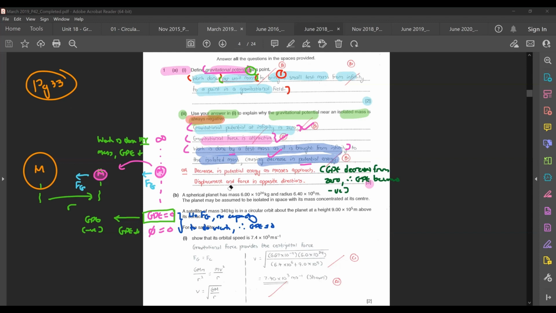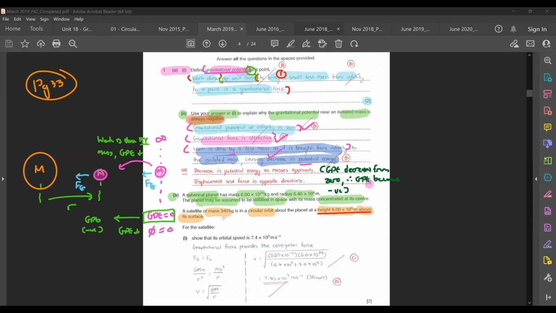Then after that, you move on to part B. Now for part B, you have a spherical planet that has mass 6 times 10 power 24 kg and a radius of 6.4 times 10 power 6 meter. This planet may be assumed to be an isolated mass in space with its mass concentrated at its center. You have a satellite of mass 340 kg in circular orbit about the planet at a height of 9.9 times 10 power 5 meter above the surface. So this one, just be careful of that.